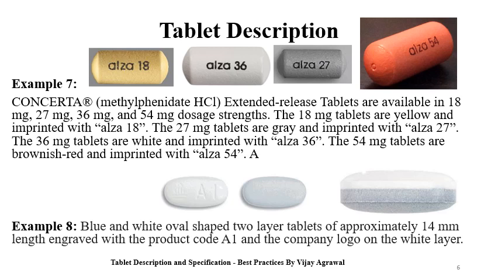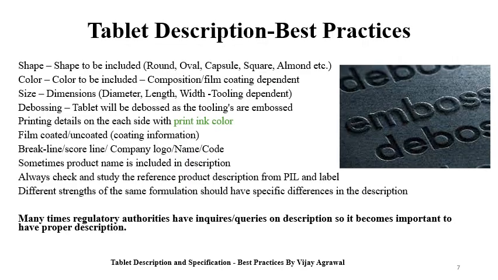with the product code A1 and the company logo on the white layer. So this is the type of multi-layer tablets, where they have included the layer specific embossing and colors. Then coming to the tablet description, the best practices.